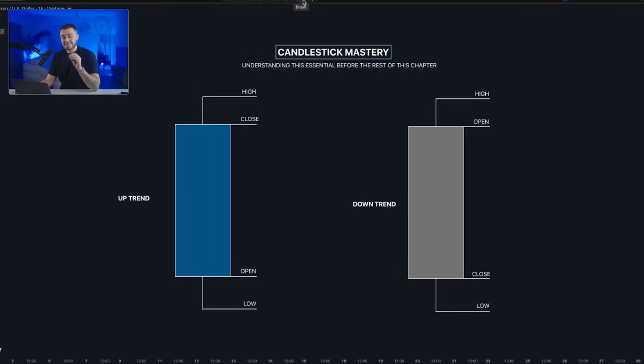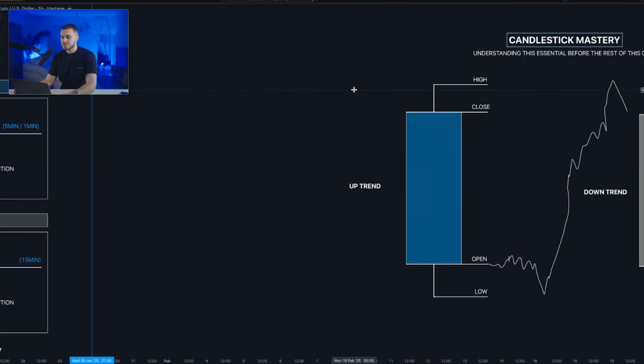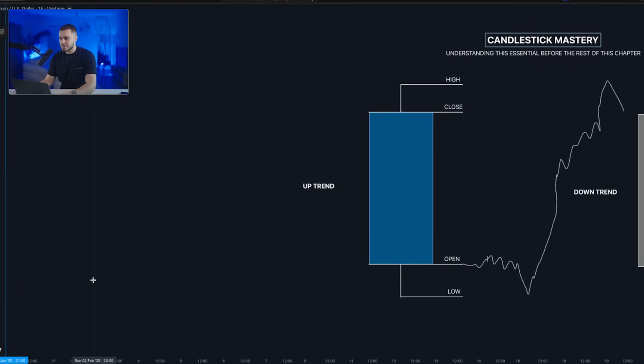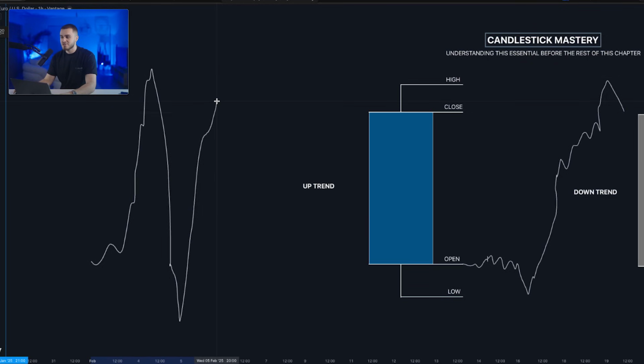So if we've really looked at the internals of this structure, it would look a little something like this. Price opens, creates this low, eventually continues all the way upwards to this high, and then closes. Now, naturally, we are going to get different variations as well. As an example, we may get something like this, where price continues all the way to the high, drops down to the low, and then closes around this range.